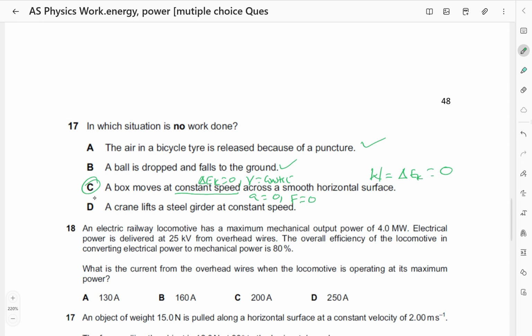A crane lifts a steel girder at constant speed. So it is lifting at constant speed.